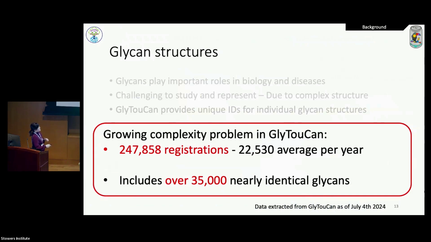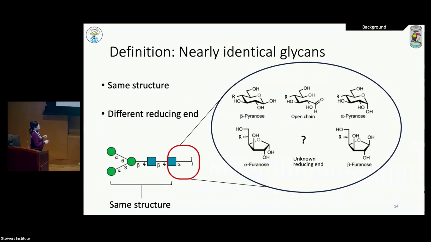But going back to the GlyTouCan data repository, now we have over 250,000 registrations, but there are over 35,000 nearly identical glycans. So what are nearly identical glycans? We define it here as the same structure, but having different reducing ends. The reducing end is where the glycan is attached to either the protein or the lipid, or it's been modified for experimental purposes. They get arrayed or they get opened up. They can have different anomeric configurations, etc.